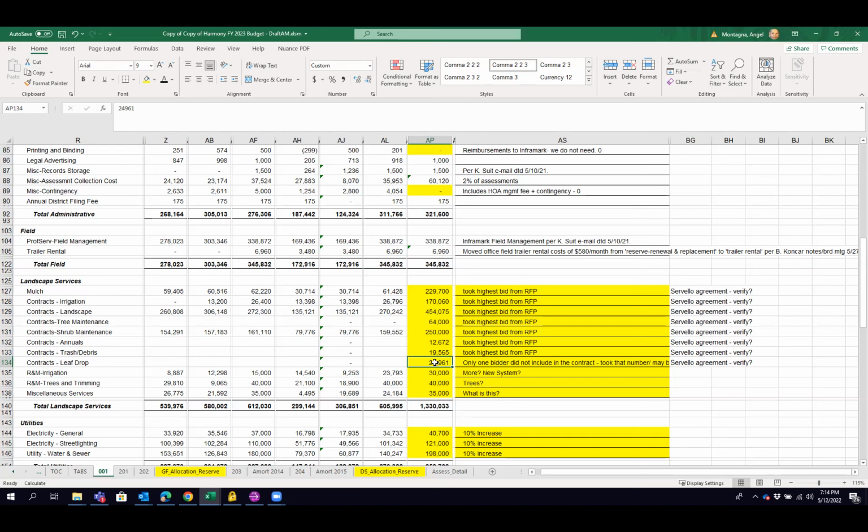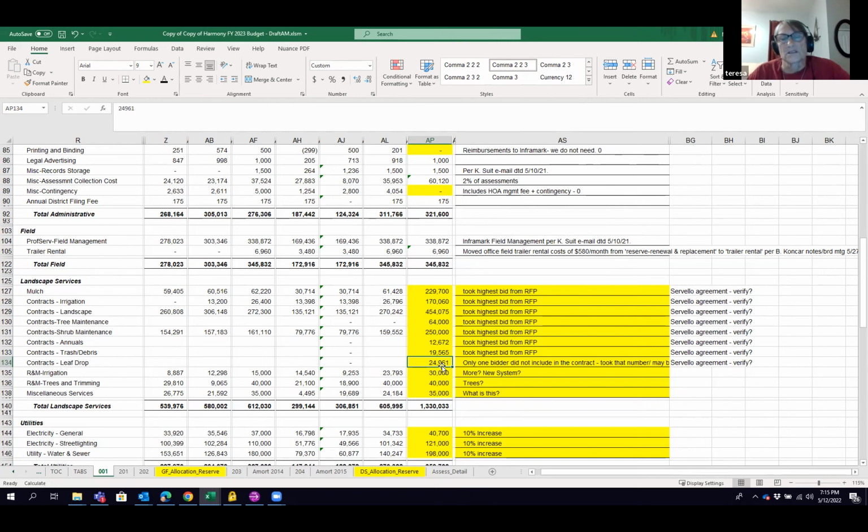I know with storm drains and stuff, a lot of communities do it to keep the storm drains a little bit cleaner. I don't know. But if that is something you're interested in, then we can definitely look at that and put a number in. But the reason it's there is because one vendor did not include it in their contract.